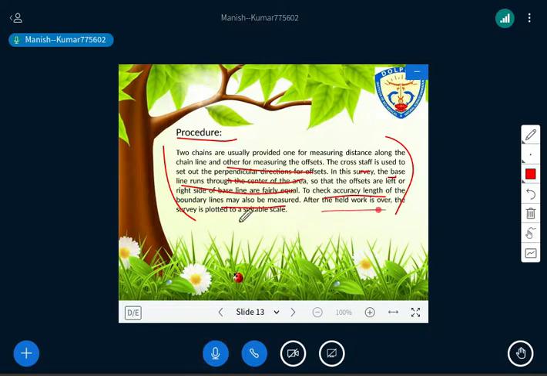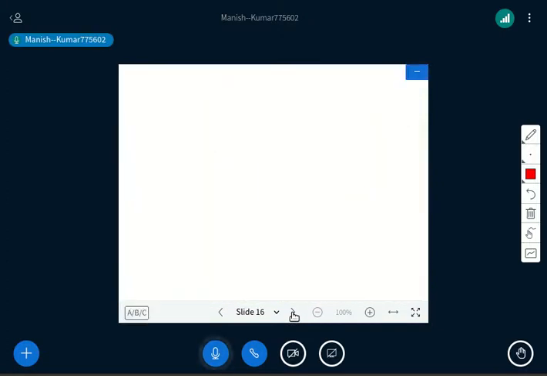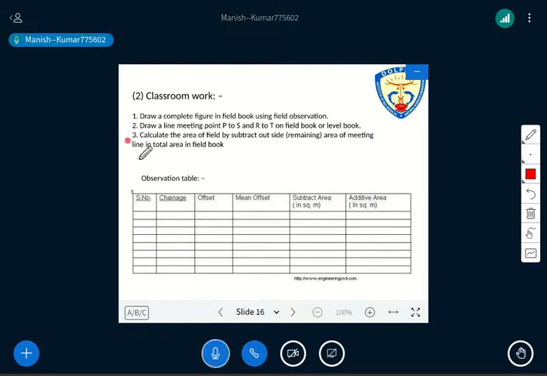After the fieldwork is over, the survey is plotted to a suitable scale, right? So we have to follow this procedure here. After that, we have to do the classroom work. What is the classroom work? We have to draw a complete figure in the field book using the field observations.